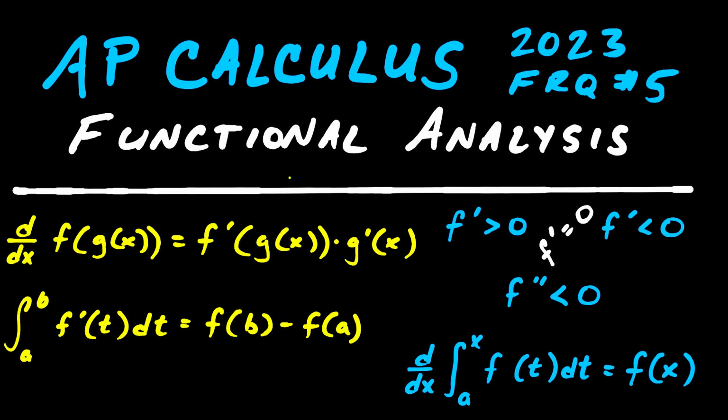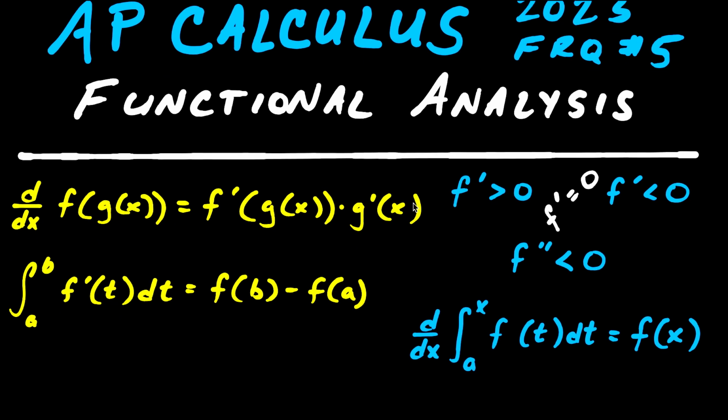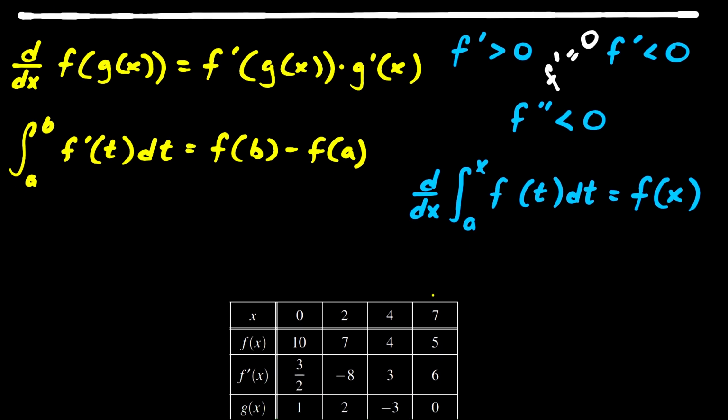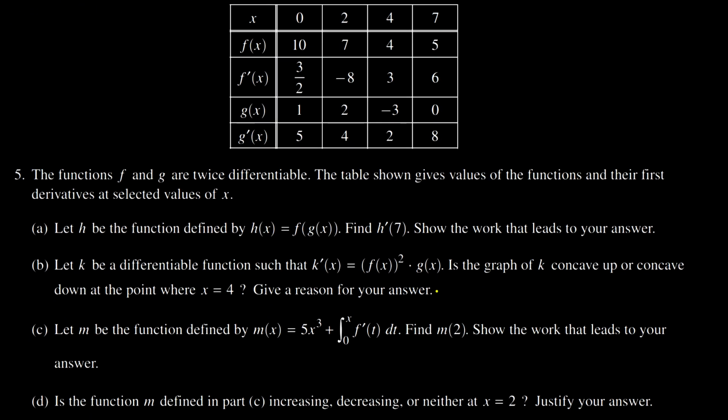In this video, we're going to take a look at free response question number 5 from the AP exam from 2023. This problem involves the idea of functional analysis, which means we'll be applying different theorems and different rules that you've learned for derivatives and integrals. So let's go ahead and take a look at the question, and we'll take a look at what's applied and hopefully how you'll be able to apply these ideas on other questions.